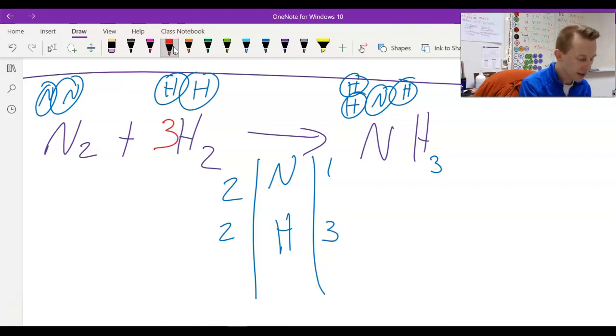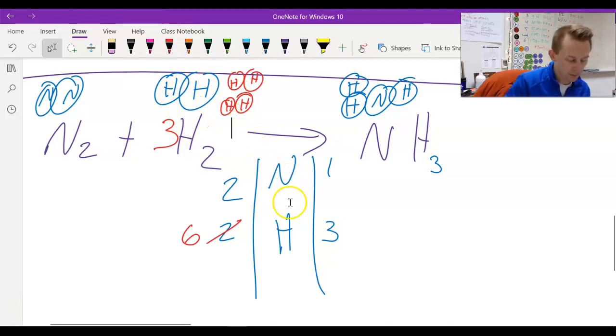So now this 3 tells me I have 3 total H2s. So that's going to change this to 6. Okay, that doesn't change anything about my nitrogens, it's just the hydrogens. So again, if you're having a hard time visualizing this, that's what I have. That's how I know that I have 6 hydrogens. It's 3 total H2 molecules.